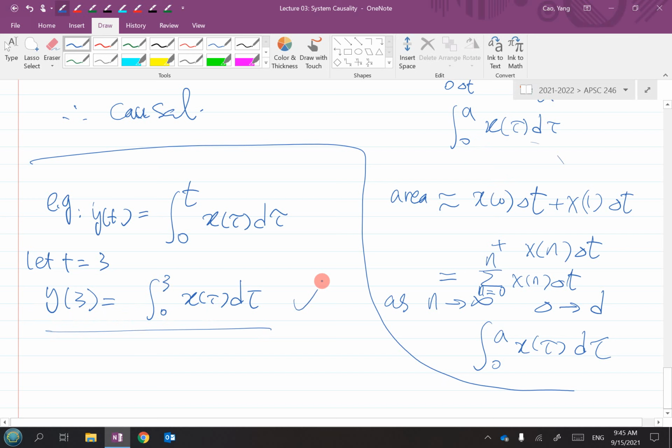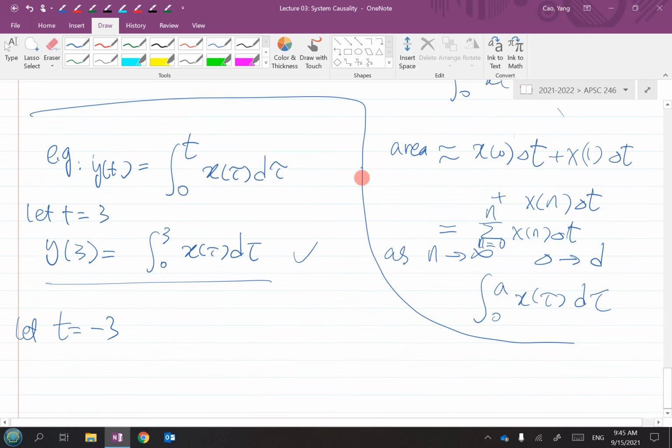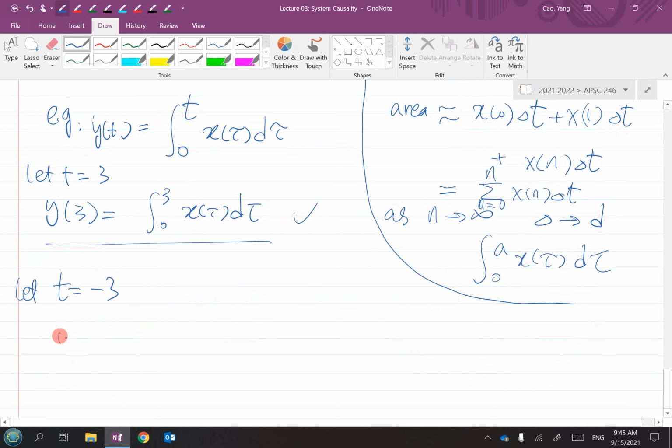When you check causality, you check all the range of the t. So you're not just checking positive values of t. You have to check all of this. So, what about if I let t equal to -3? Let's see what happens. If I have -3 here, then y(-3) equals the integral from 0 to -3 of x(tau) d tau.